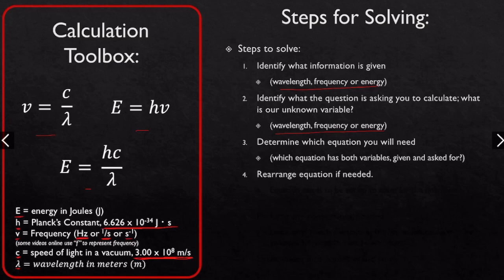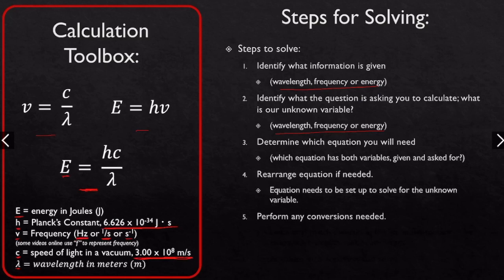Then you want to take a look at that equation, and it may need to be rearranged. Whatever you're solving for or looking for needs to be what the equation is equal to. So in this case, for this equation down here, we would be solving for energy, since energy is by itself. Whatever your unknown variable is needs to be by itself on one side of the equation so that it's set up to solve for that unknown variable.